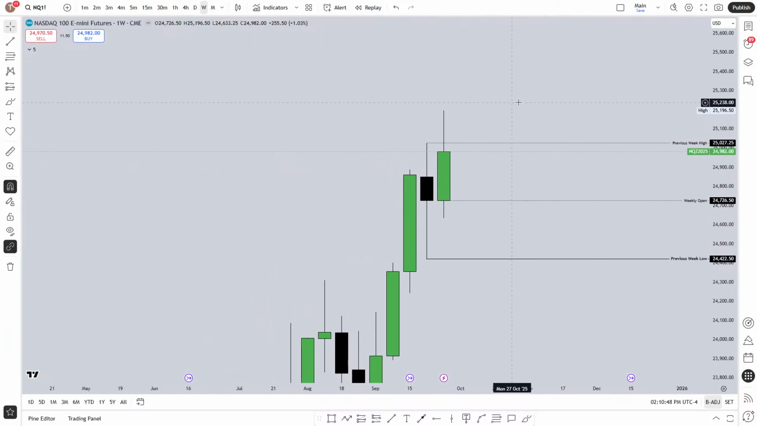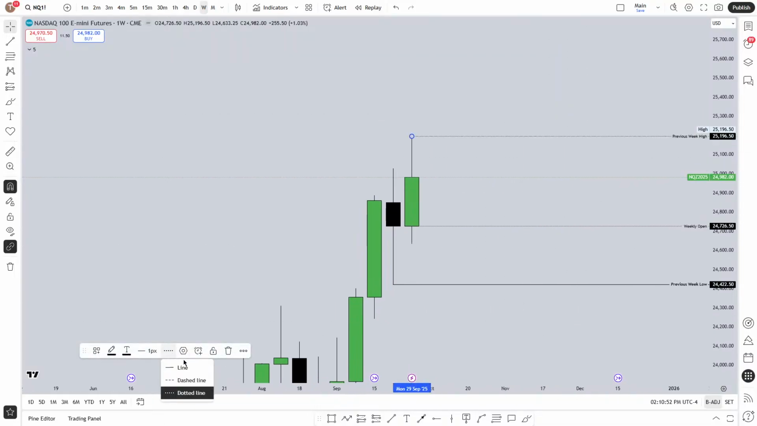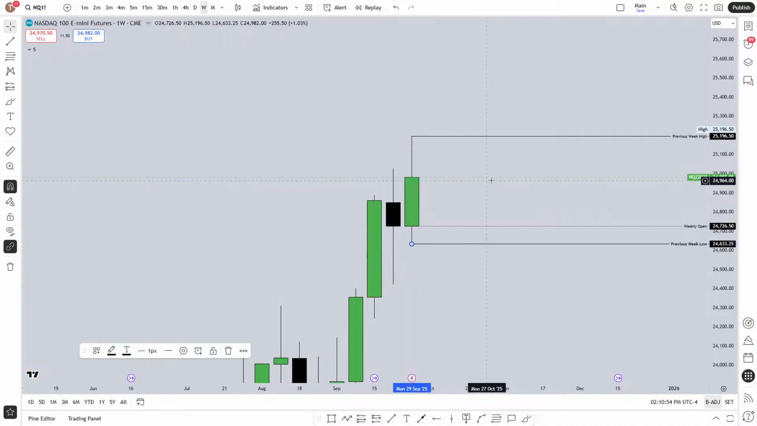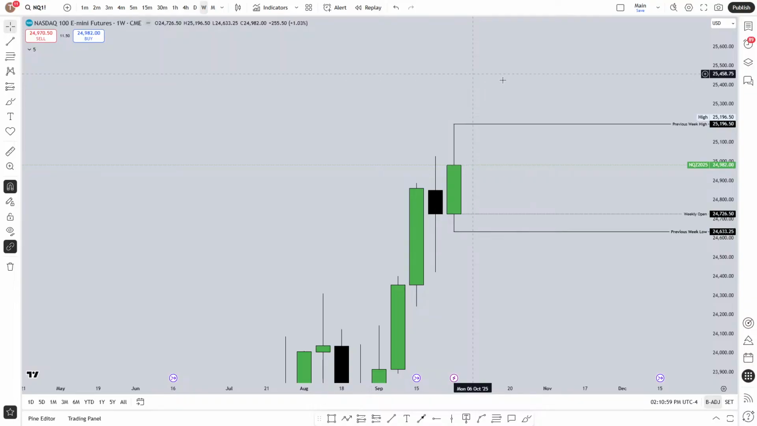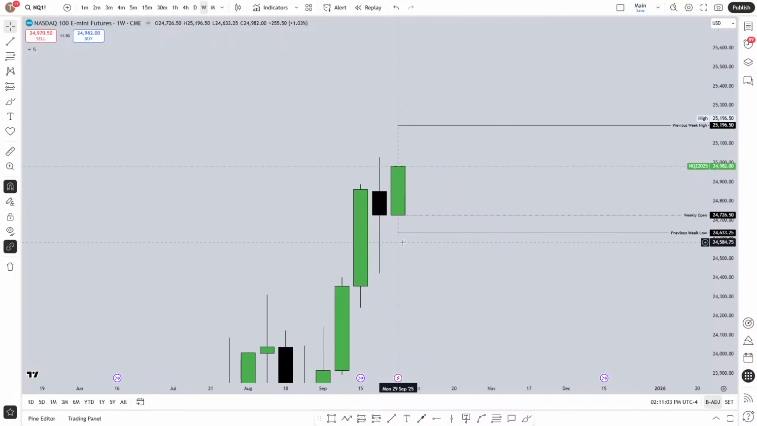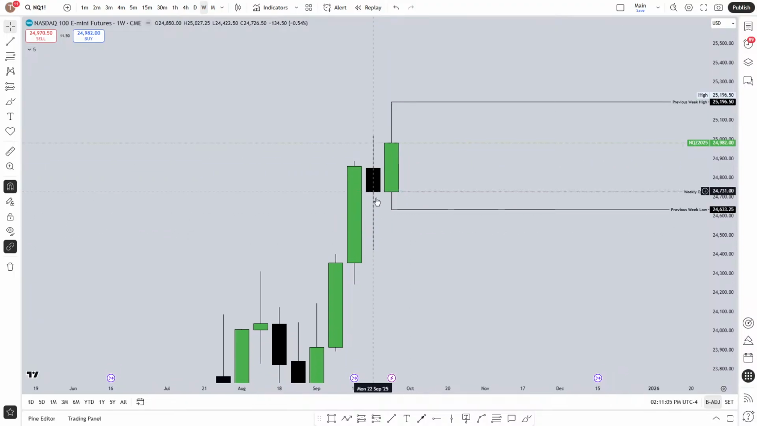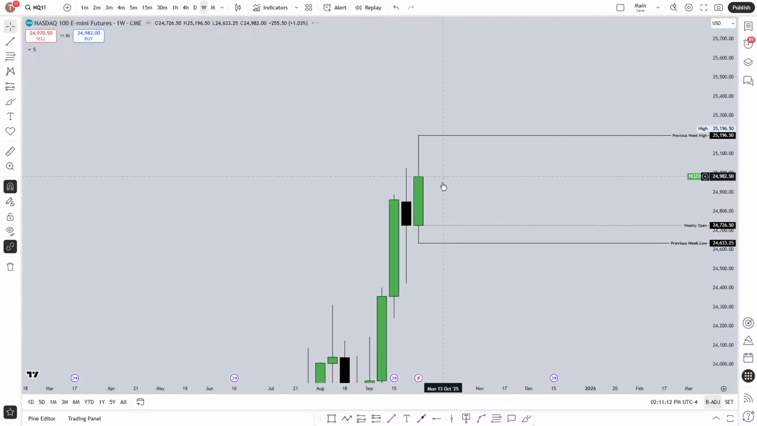And really what I'm doing is just marking out the previous week high and the previous week low. I'm going to do this with every single one of the markets because those higher time frame highs and lows are really where a lot of trades can form. And also as we go out throughout the week, I might mark out the midpoint of this wick if we're trading near it, or the midpoint of this wick if we're trading near it.